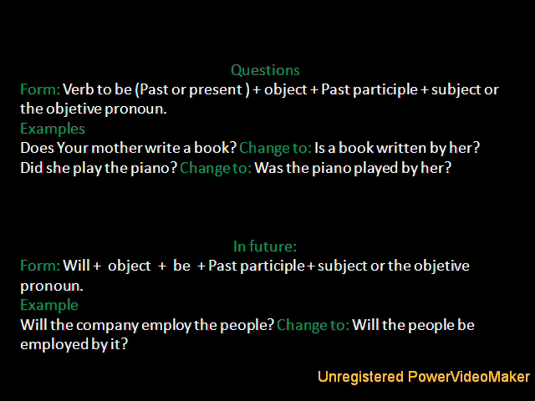Question. The form is verb to be in past or present plus object plus past participle and the subject or the objective pronoun. As you can see, the only difference between the questions and the sentence is that we change the order of the verb to be and the object. Examples: Does your mother write a book? Change to: is a book written by her? The other: did she play the piano? Change to: was the piano played by her?